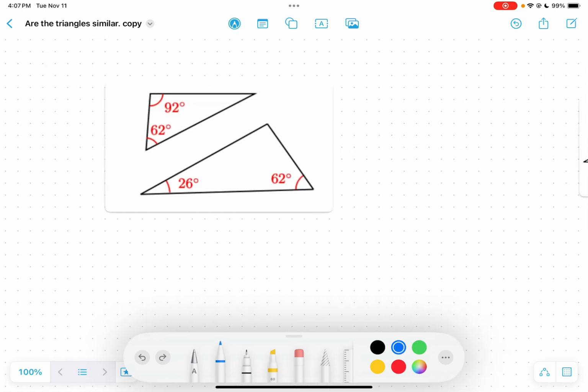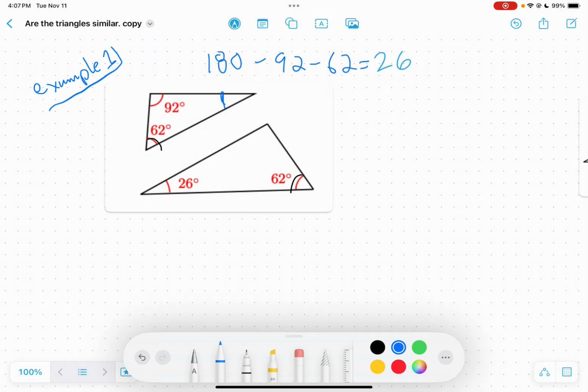Take a minute, copy down the triangles, and see if you can figure out if these two triangles are similar or not. I have to do the math. I can see they've only given me two angles, and they both have 62, but I don't know if the other angles are going to match. So let's find this missing angle. I'll do 180 minus 92 minus 62 and see what that gets me. 26.